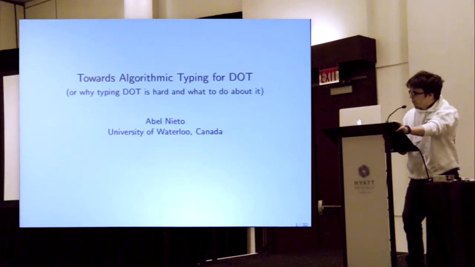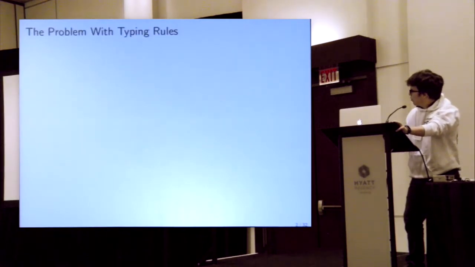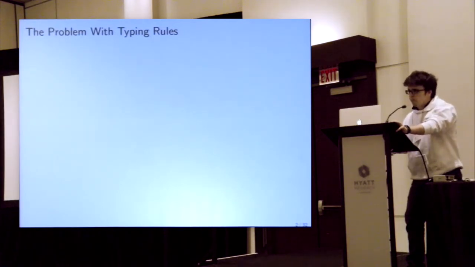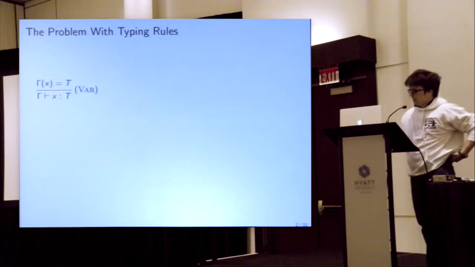Okay, so what's this algorithmic typing thing all about? So we all know and love typing rules, and they're a great way to describe type systems, but there's a problem with typing rules, which is that they tell you what your type system does, but not how it does it. And let me give you an example of that.